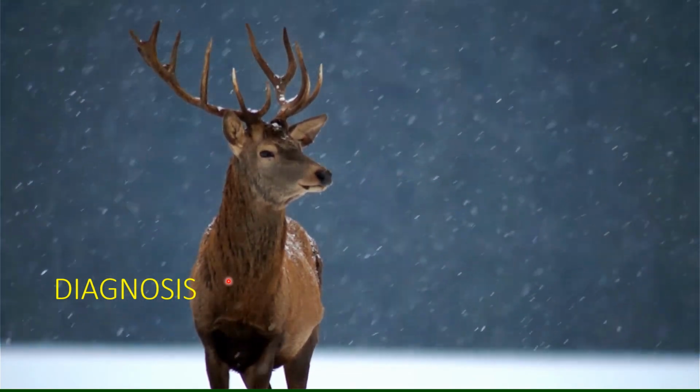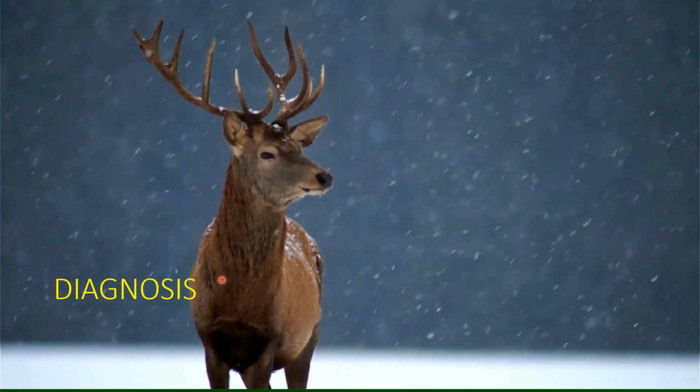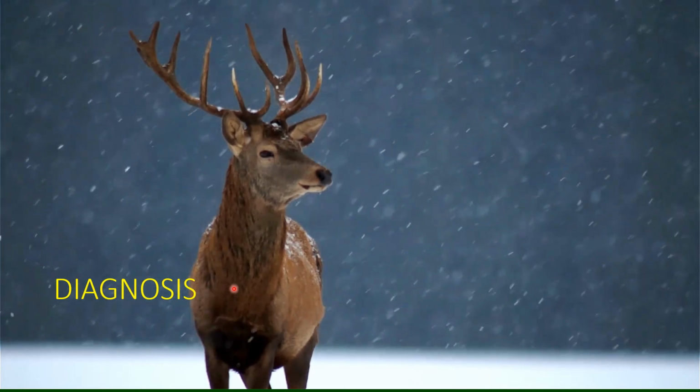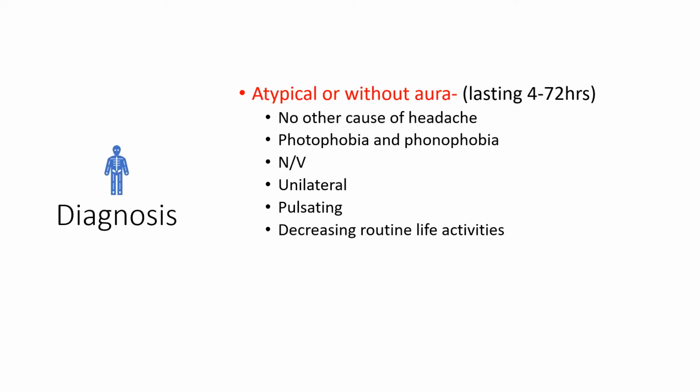Now, the diagnosis of migraine headache. How can we make an accurate diagnosis of migraine? Okay, let's go. Atypical migraine is also known as migraine without aura, and in the olden days they called it common migraine. That will last for 4 to 72 hours. All you need to do here is, since there's no aura, you must rule out other causes of headache. If there is no other cause of headache, you may go ahead.